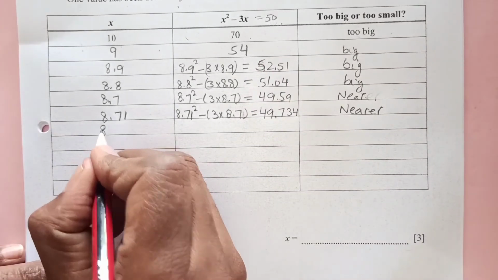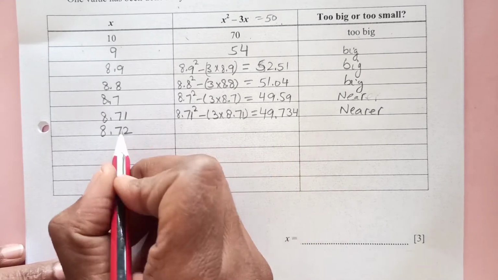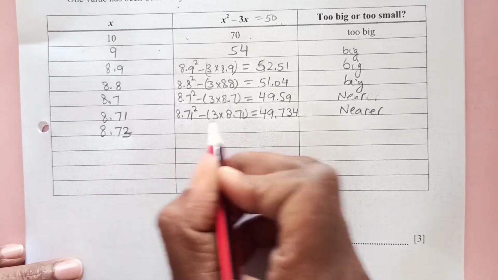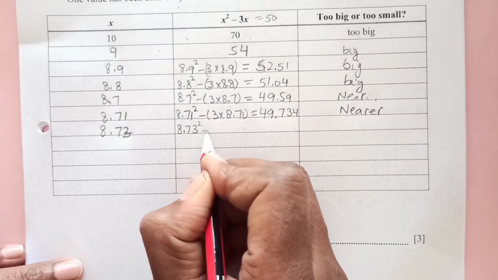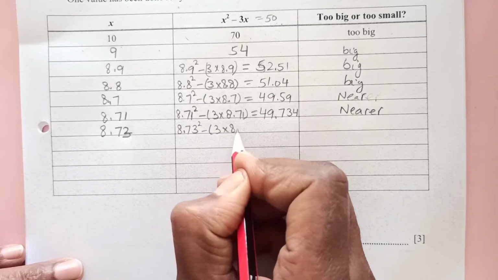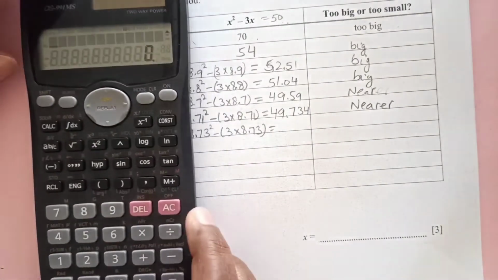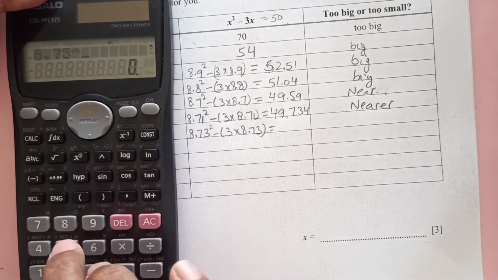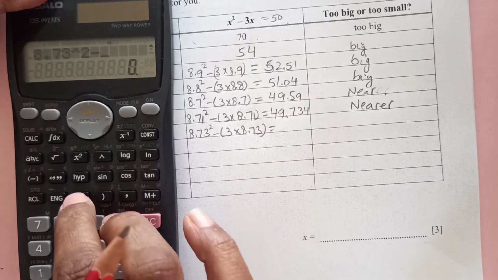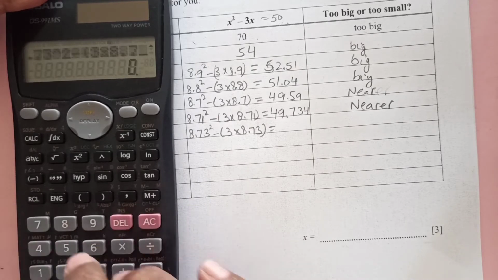So let's see 8.72. Let me take 8.73 because we are going further. 8.73 to the power 2 minus 3 times 8.73.